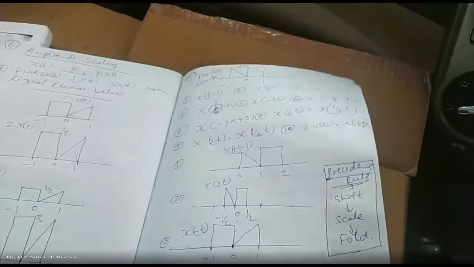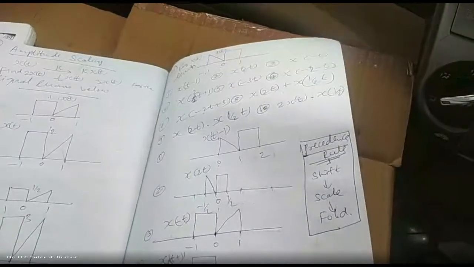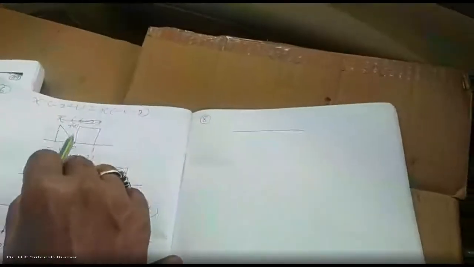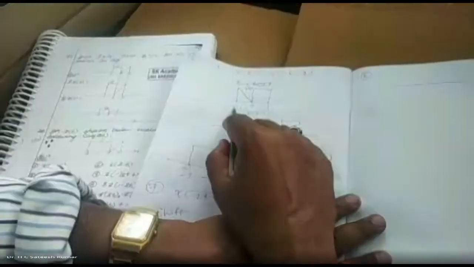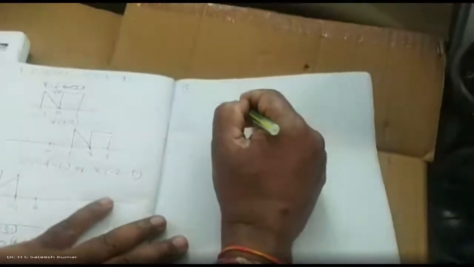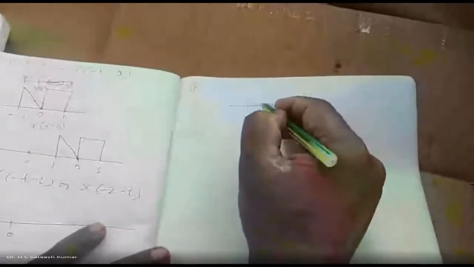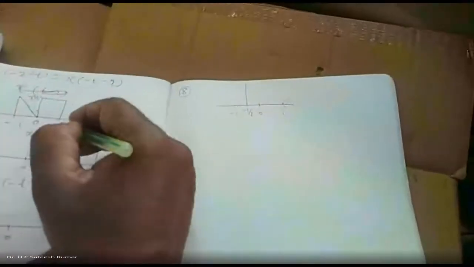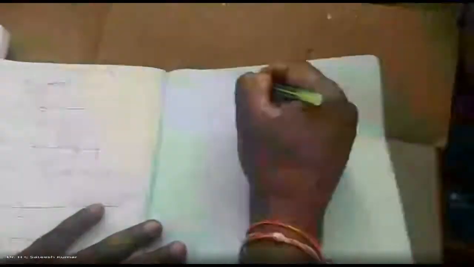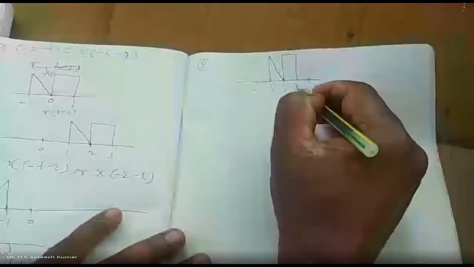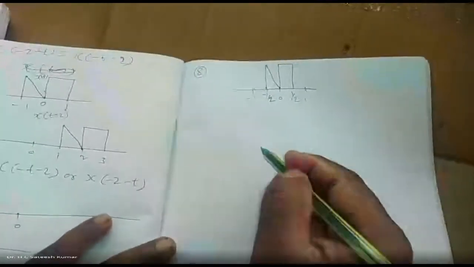Eighth one. X of 2t plus x of half t. Okay. X of 2t, I'll write it first. Scaled version of this signal. 2t is equal to -1, therefore t is equal to -half. Therefore, it will be -1 plus 1 is there. -half means this one. 2t is equal to 0, therefore t is equal to 0. 2t is equal to 1, therefore t is equal to half. So this is your x of 2t.